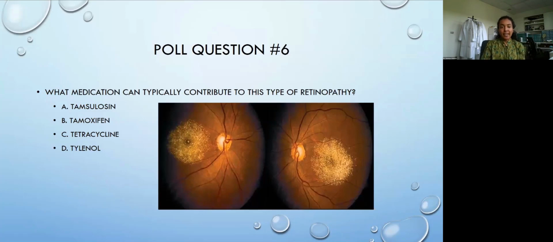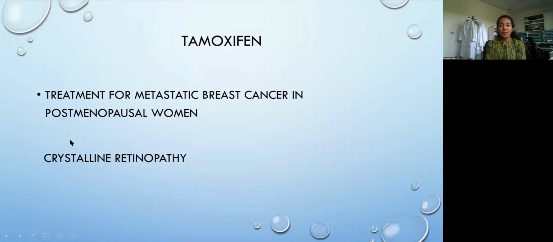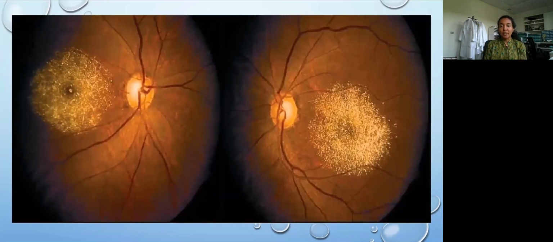Excellent. So that is the correct answer. It is tamoxifen. And this is a picture of crystalline retinopathy, which can happen from tamoxifen. So again, remember that tamoxifen is used for treatment of metastatic breast cancer in postmenopausal women. And the big ocular complication for this is crystalline retinopathy. And here's just a larger image of crystalline retinopathy.